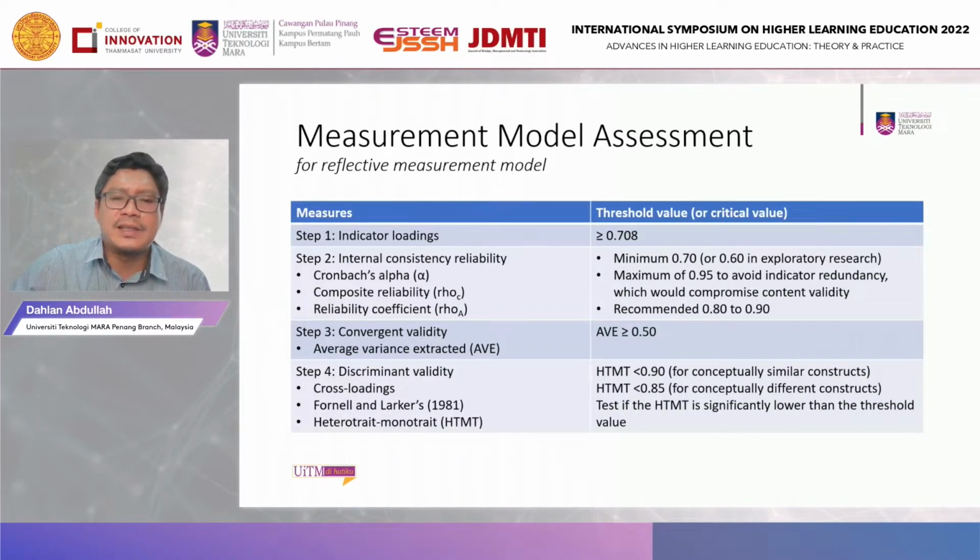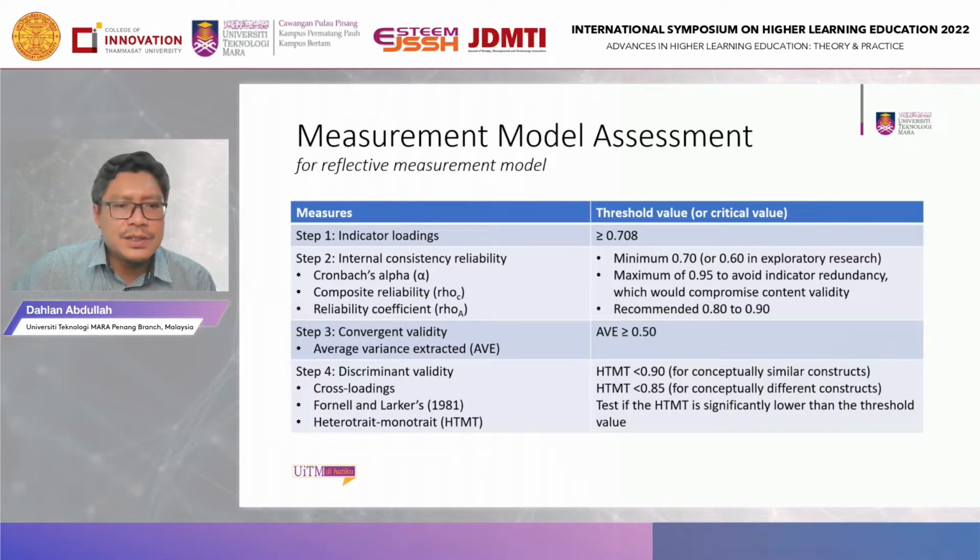So to show whether your instrument is reliable or not, you can use either one of these. And it is recommended to use composite reliability and rho A instead of Cronbach's alpha. And then the score should be 0.7 and above to show adequate reliability. And for exploratory research, above 0.6 is acceptable. And then the recommended value is between 0.8 to 0.9. This is for reliability.